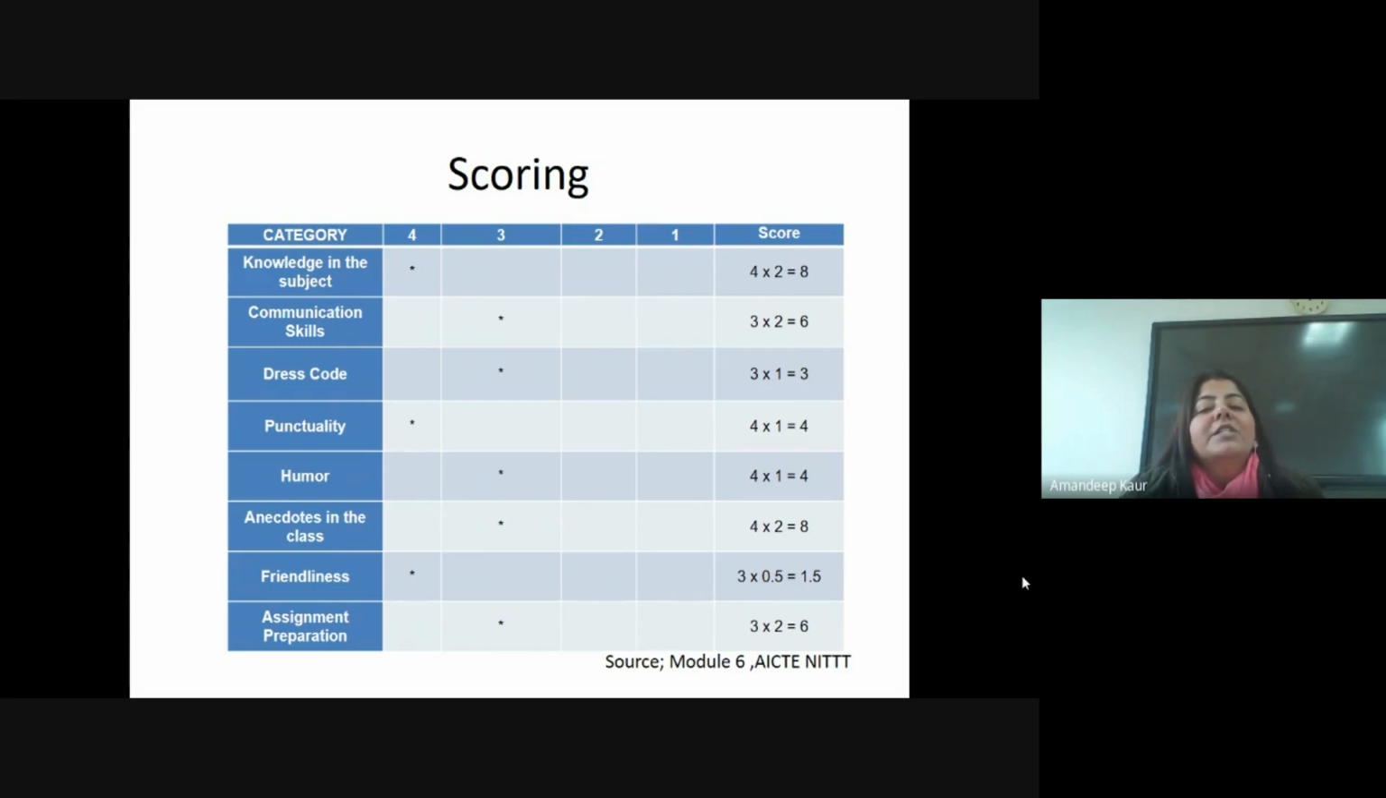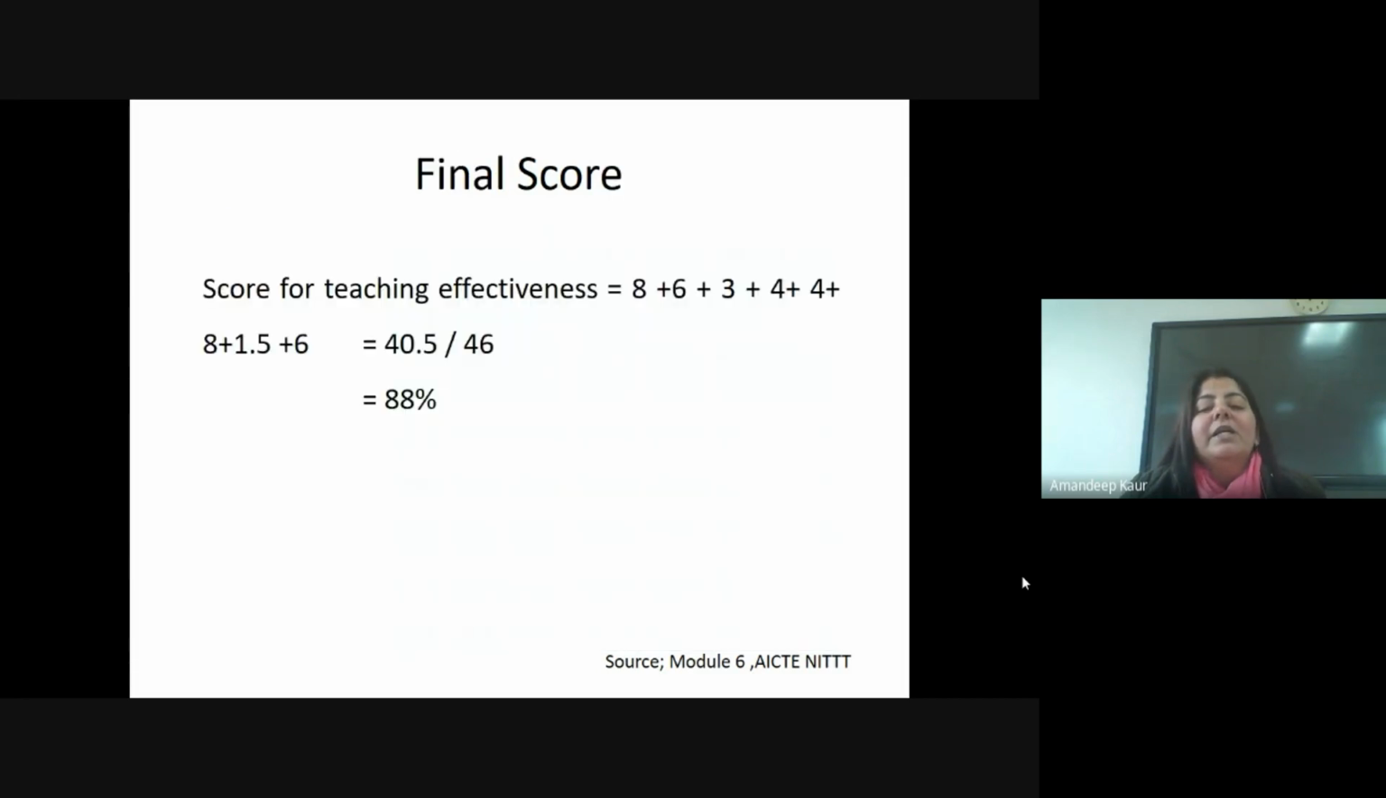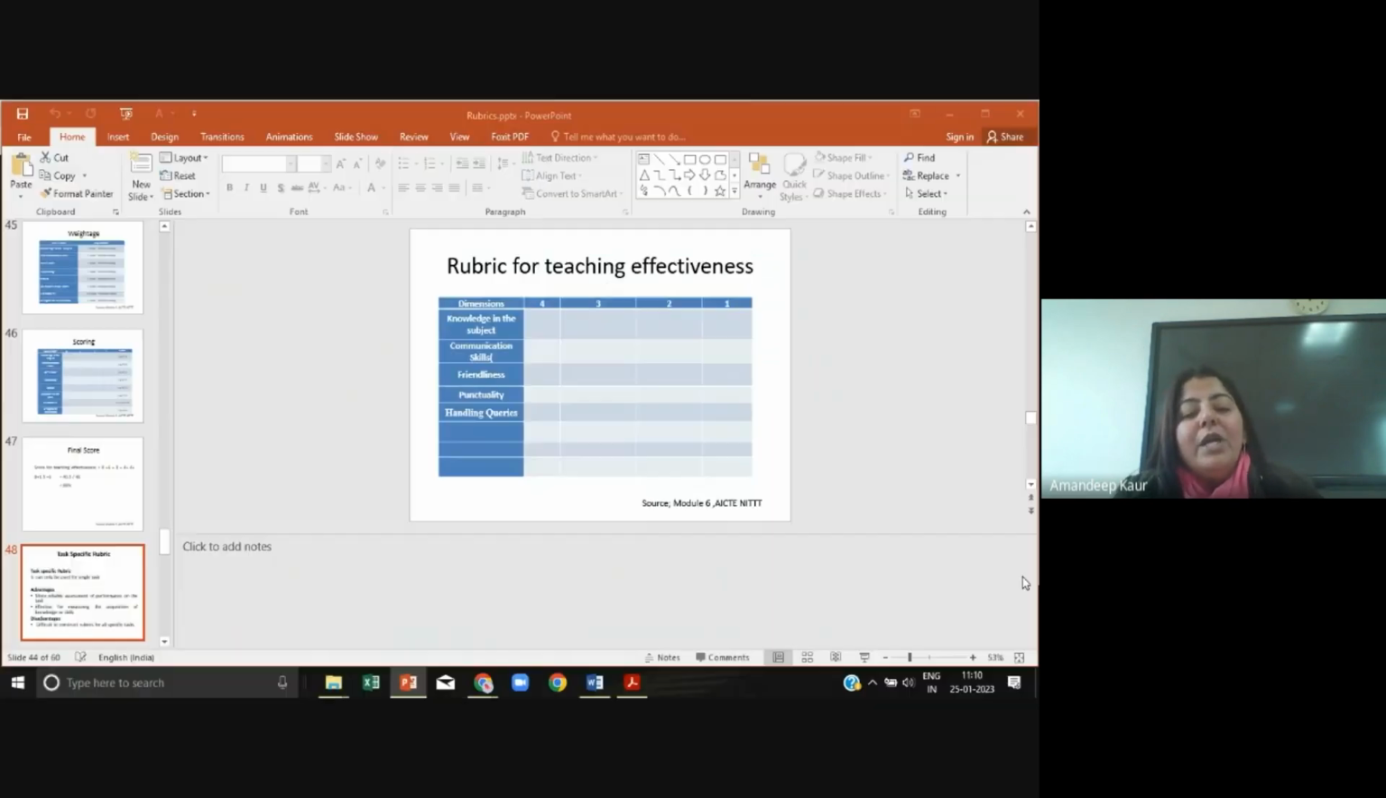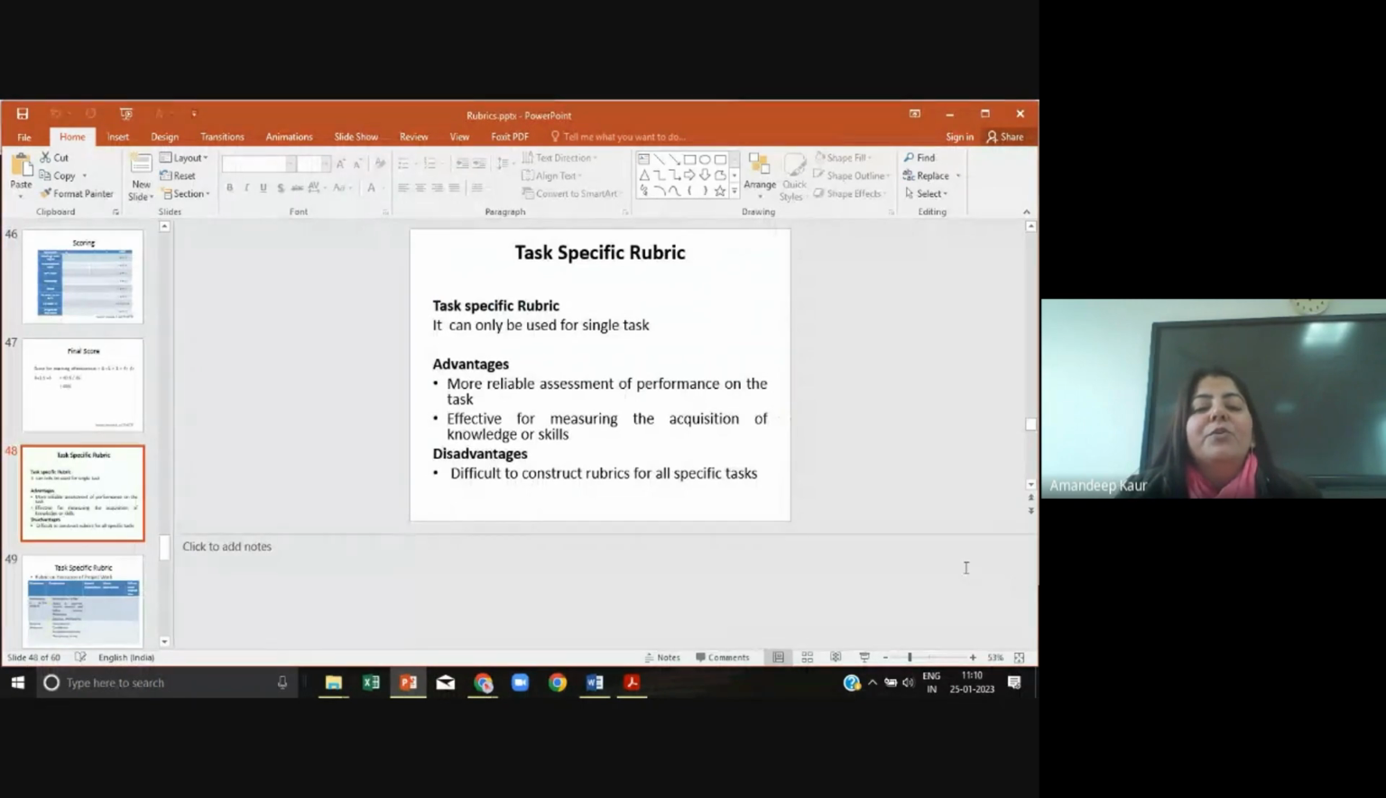For communication skill, the weightage is 2 and the scale is 3. So 3 into 2, 6. Dress code, 3 into 1, 3. Punctuality, 4 into 1, 4. All these parameters need to be evaluated in this manner, and at the end we give the final result or final conclusion of the rubric sheet. So this is how it is possible for us to evaluate the performance of our student with the help of a rubric sheet.